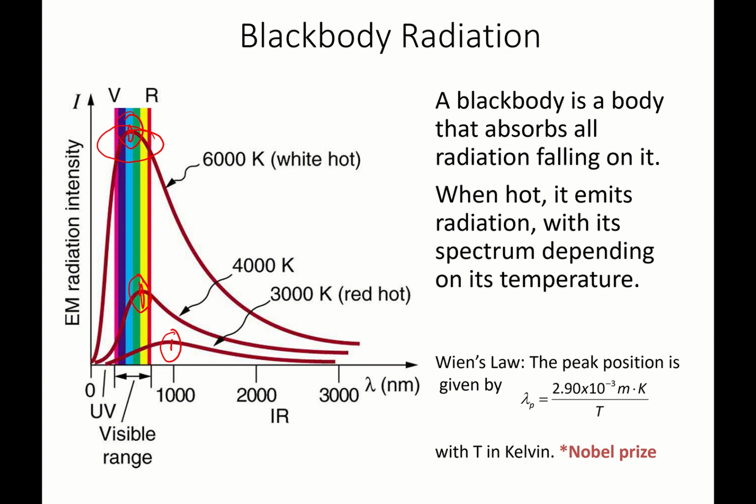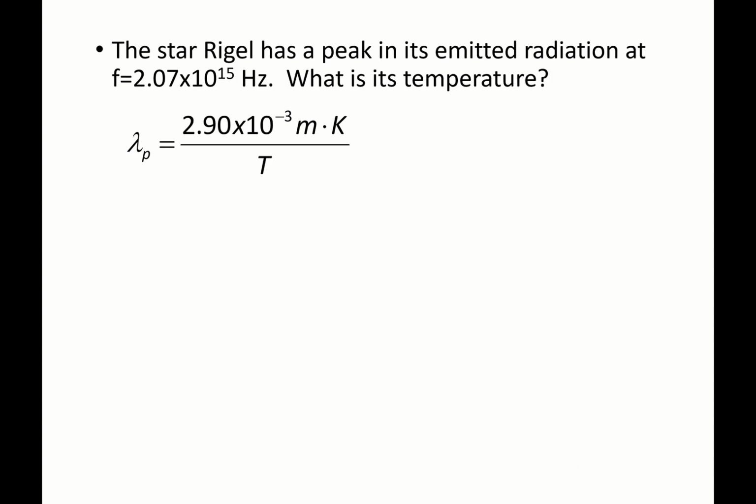So Wien's law says that the position of the peak of the wavelength is given by a constant 2.90 times 10 to the minus 3 meter kelvins divided by the temperature. And to get this right, you must put the temperature in Kelvin. So let's quickly do a calculation.